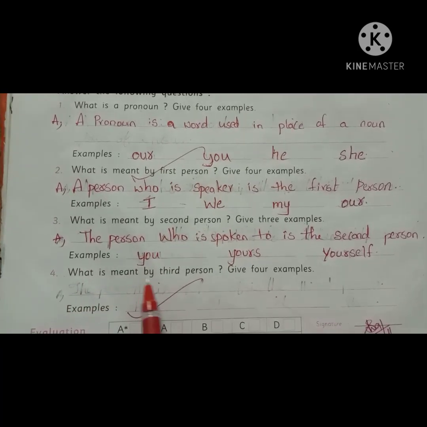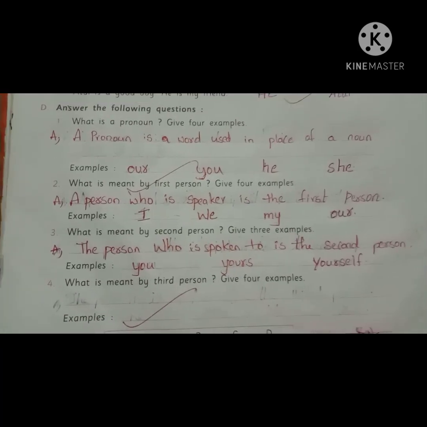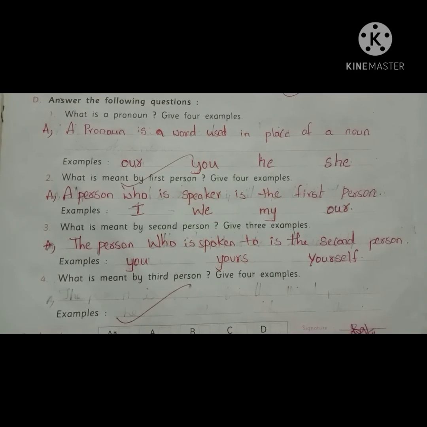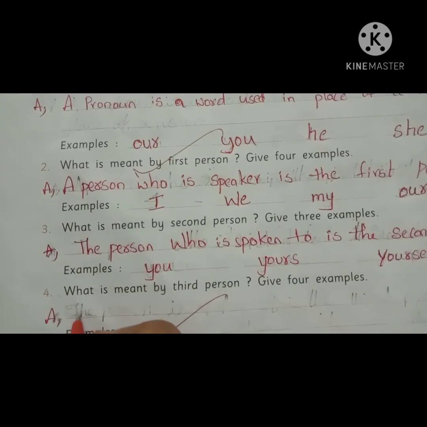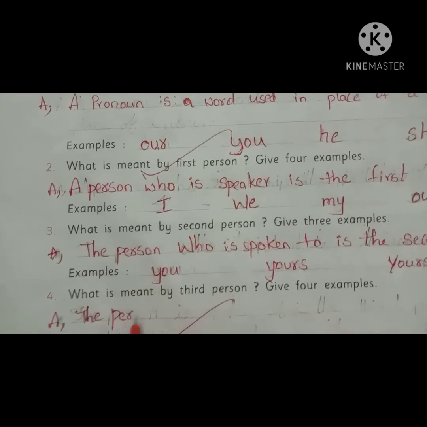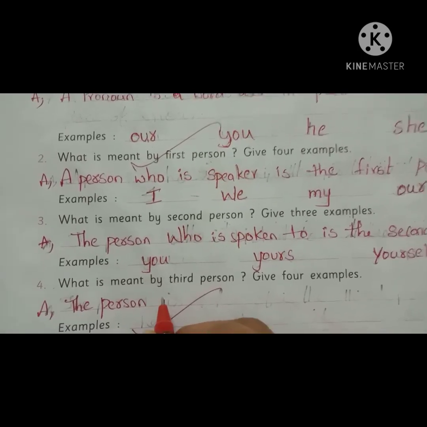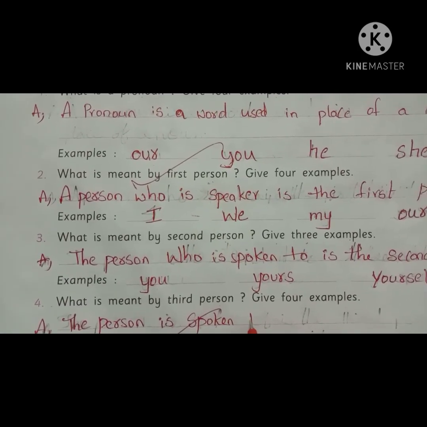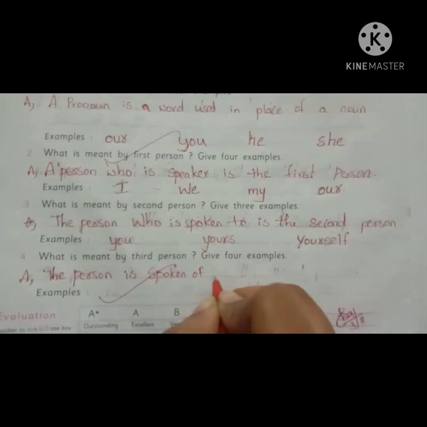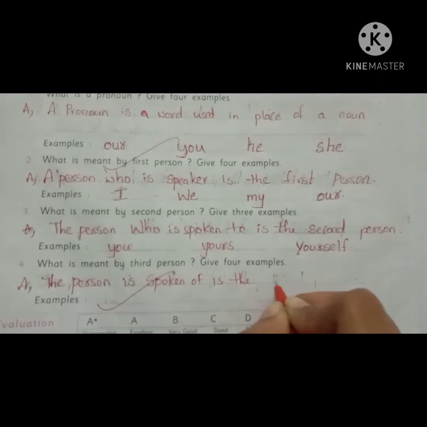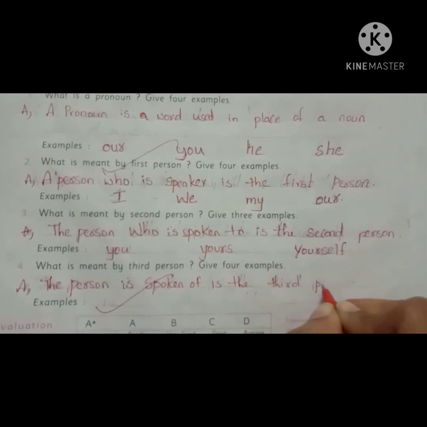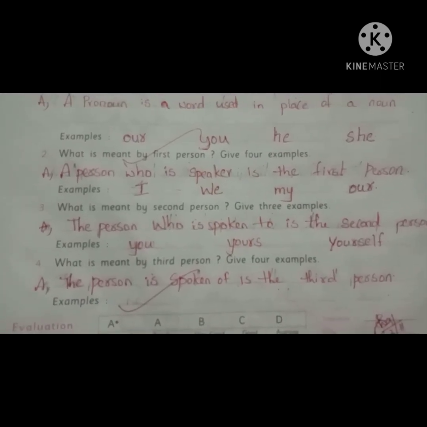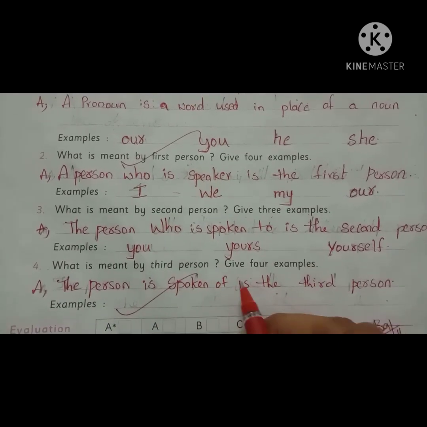Next, see the fourth one: What is meant by third person? Give four examples. Third person, what is it? Answer: The person who is spoken of is the third person. See, the person spoken of is the third person.